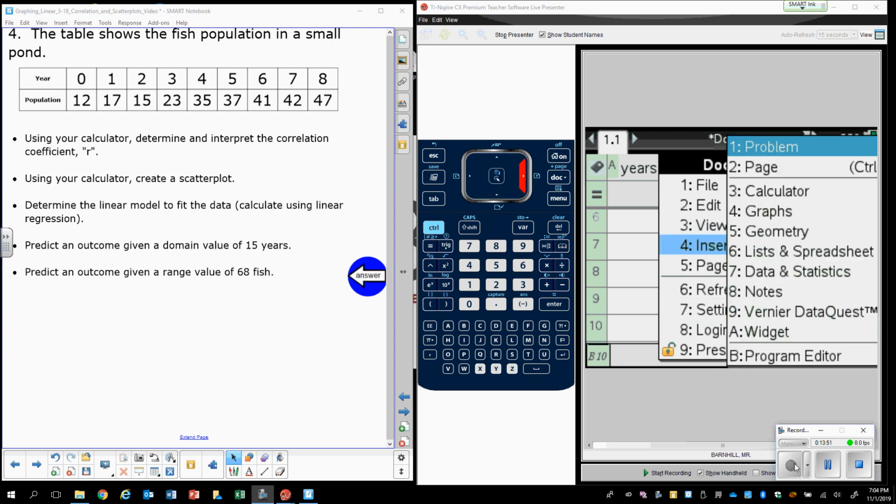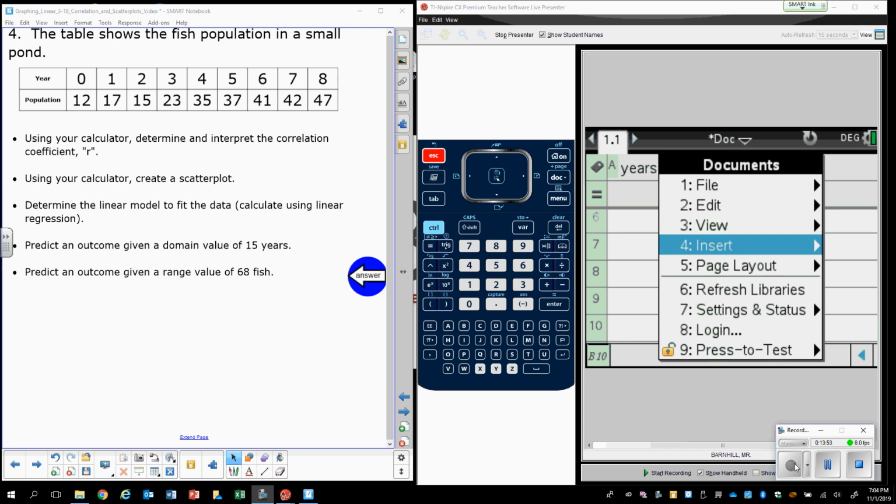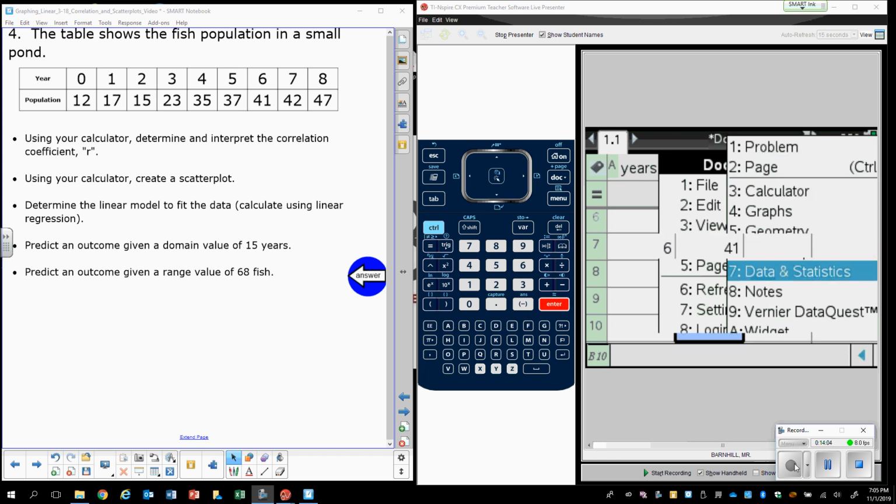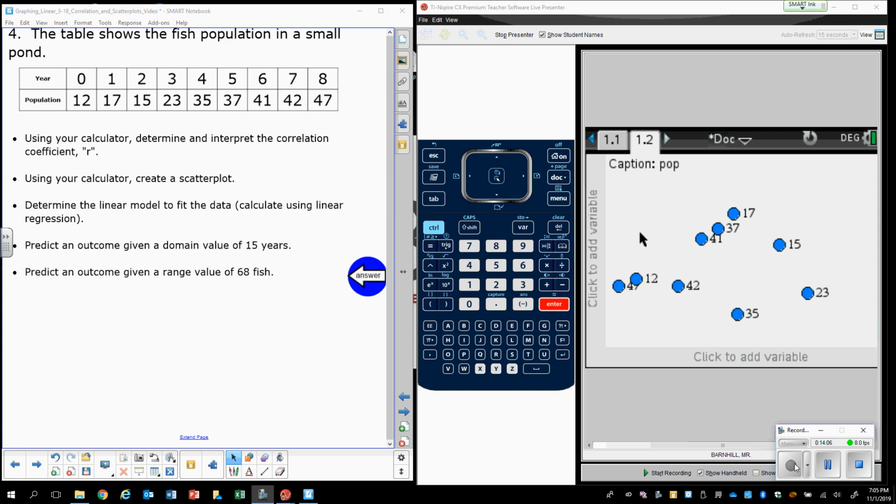It was highlighted for me. Document's on the side over here. And so what we're going to do is scroll down and insert a new page. The page that we're going to insert this time is a data and statistics page. When we insert a data and statistics page, you'll see a bunch of points that are scattered. So what we're going to do is make our scatter plot.